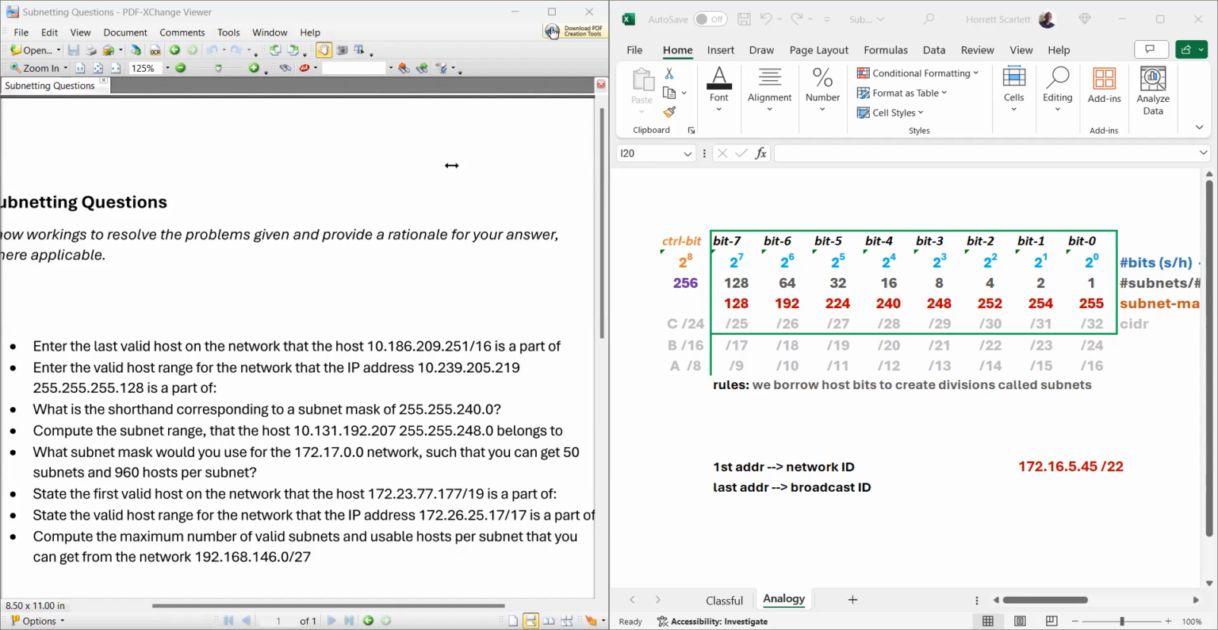So starting out with the first question, you need to enter the last valid host on the network. You are given a host IP address, 10.186.209.251, and you are given the notation, so it's /16. Given that information, you want to determine what is the last valid host on that network. So who wants to go ahead and try to solve that? Please unmute and help us to walk through that process.